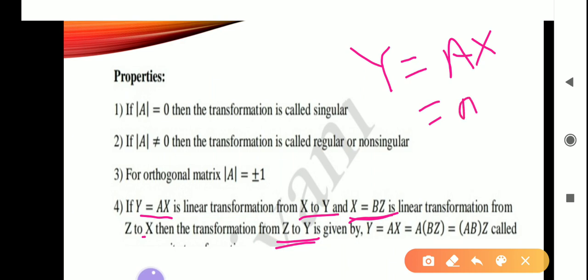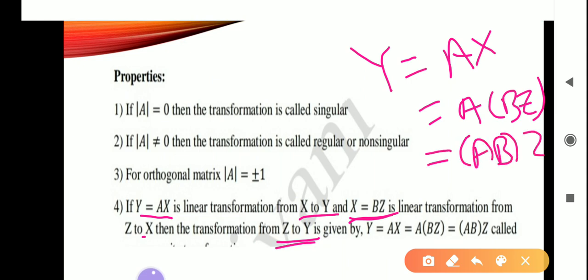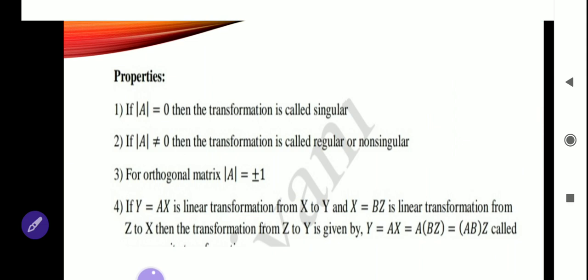So if you put here, then we will get A into Bz, which can be written as AB into z, and AB is the multiplication of two matrices, that is a C matrix. So this is equal to Cz, meaning y is equal to Cz. Y equal to Cz means that it is a linear transformation from z to y. This is also called a composite transformation.